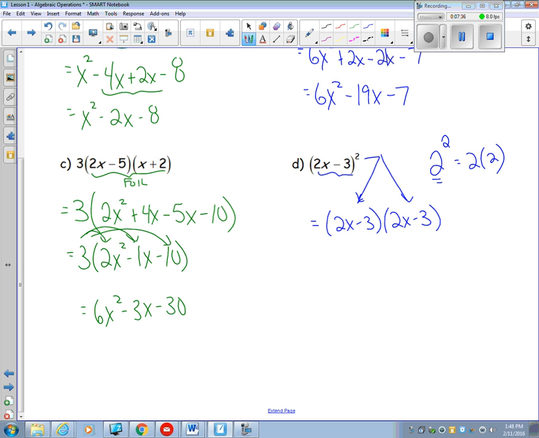So 2x times 2x, 4x squared. 2x times negative 3 is minus 6x, and minus 6x again, and plus 9. The one thing you want to be careful with here is don't just square the bracket. Do make sure you write it out twice. Otherwise, you'll be missing this middle term, the minus 12x. And it's kind of important to have that middle term in there.